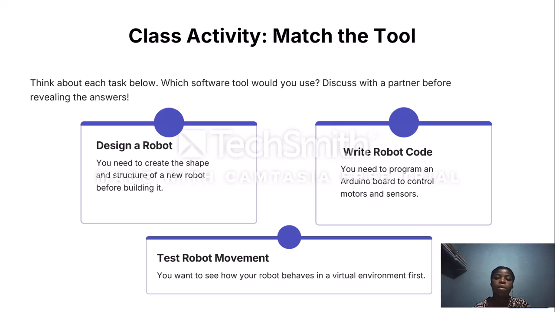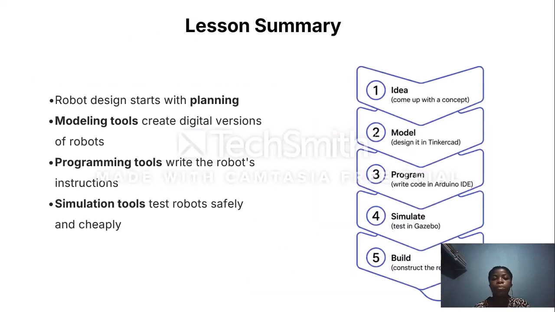Okay, so what have we learned today? Today we learned that robot design starts with planning. Modeling tools create digital versions of robots. Programming tools write the robot instructions, and simulation tools test robots safely and cheaply.